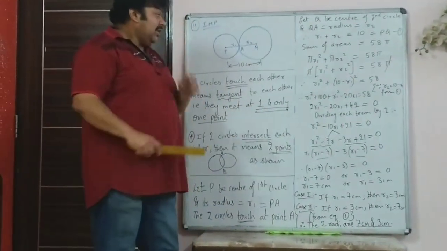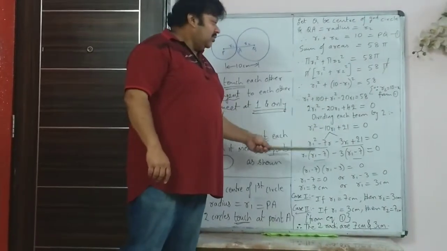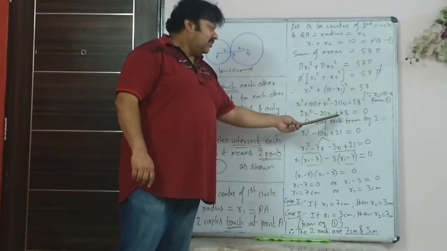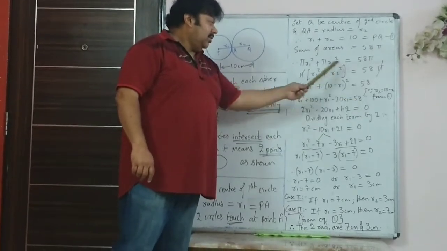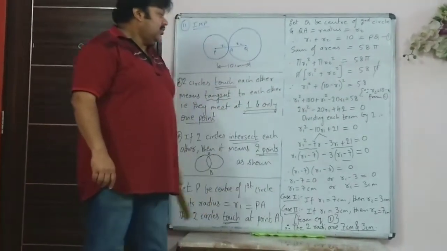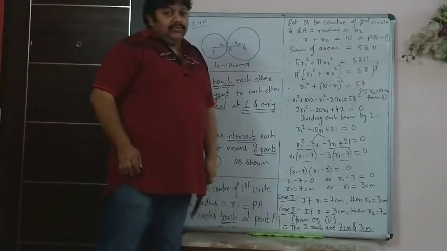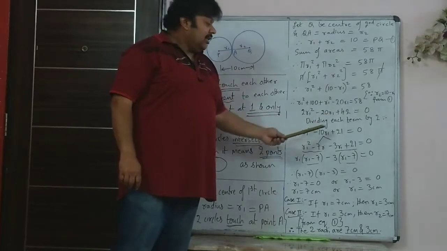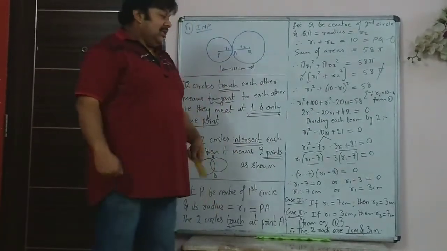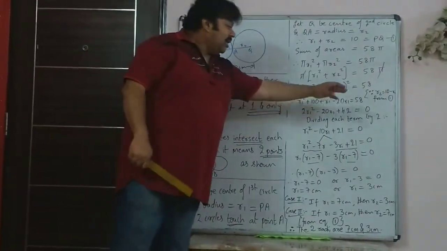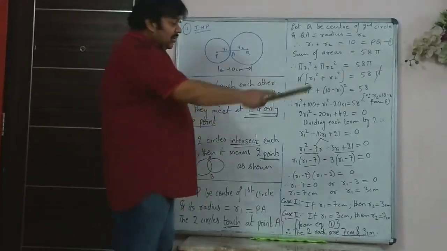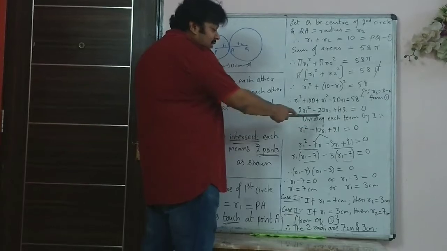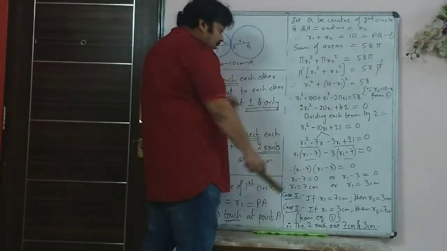That is 58. So 2R1 squared minus 20R1 plus 42, because 100 minus 58 becomes 42. That is equal to 0. So before you split and factorize, you make it in the reduced lowest form. That is, you divide each term by 2, both sides. So 0 upon 2 will remain 0. This side it will be R1 squared minus 10R1 plus 21.